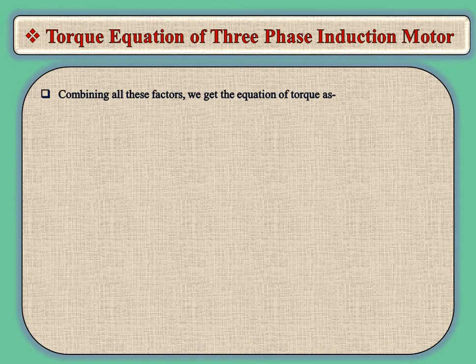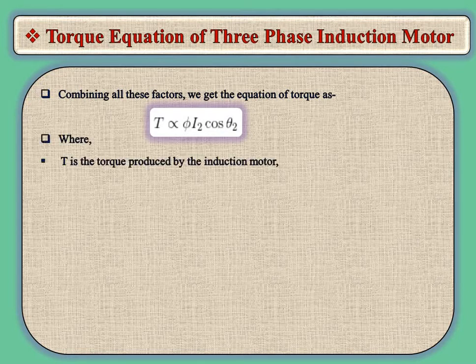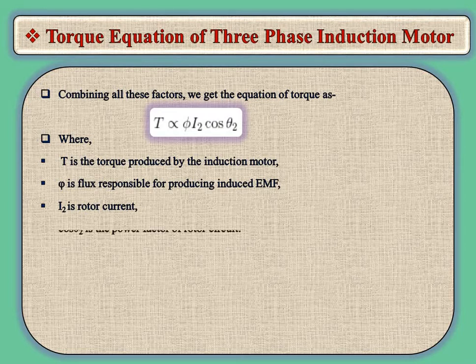So combining all these factors, we get the equation of torque as: the torque is proportional to phi, I2 and cos theta 2, where T is the torque produced by the induction motor, phi is the flux responsible for producing induced EMF, I2 is the rotor current, and cos theta 2 is the power factor of the rotor circuit.